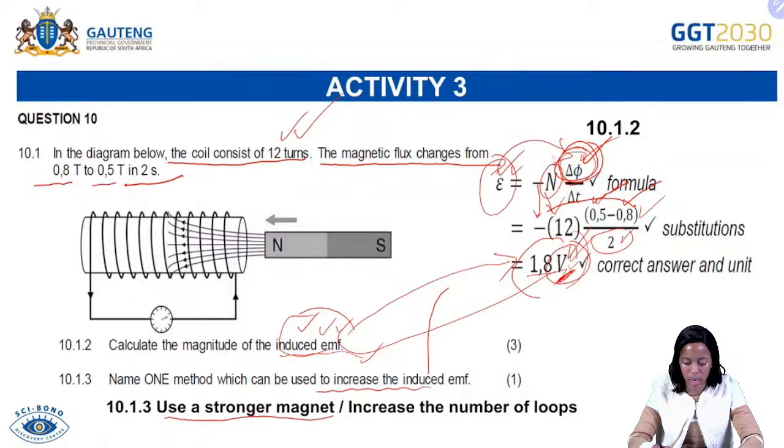Or we said that the number of turns is also directly proportional to the induced EMF. So if you increase the number of turns, you are also inducing more current. Or number 3, we said that change in time is inversely proportional to the EMF that is produced there. Okay.